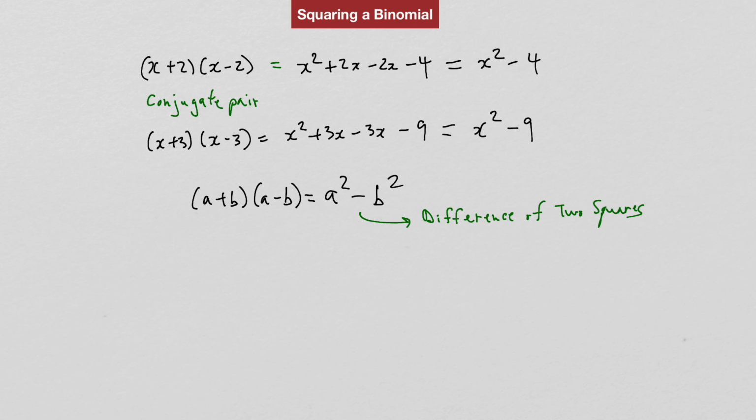What this means is, whenever you have something like this, let's say it's r plus 3 times r minus 3, we don't have to go through the FOIL method. We can take r times r, which is r squared, and we take positive 3 times negative 3, gives us a negative 9, minus 9.